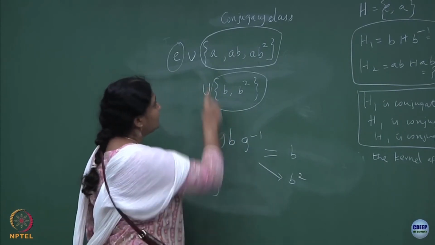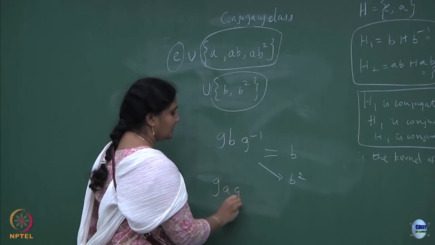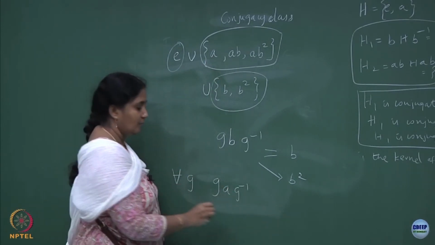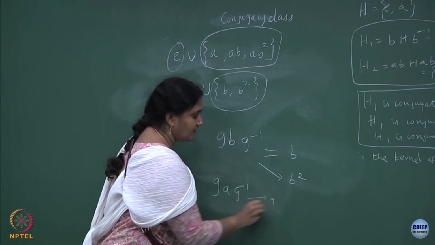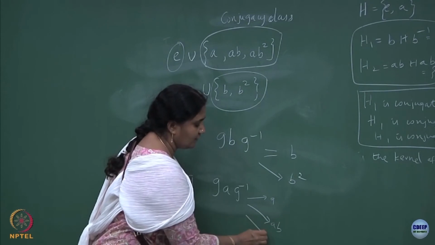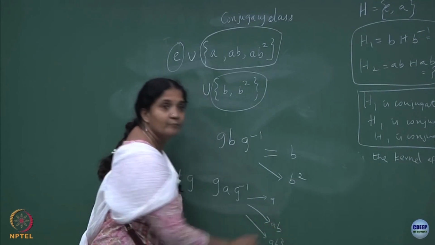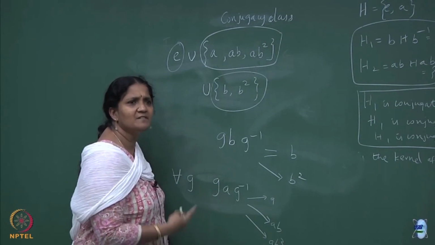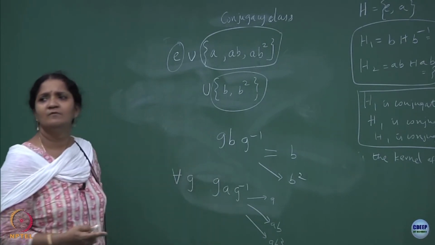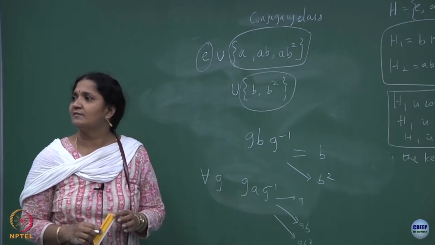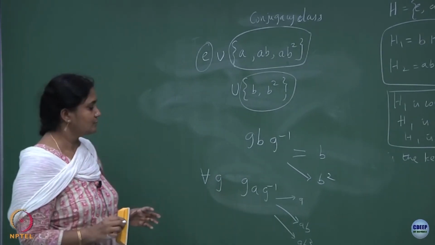Similarly, take one element here, G inverse, do this for all G. It can either give you A, AB, or AB squared. I have given some assignment problems which you have to submit and you have to see the conjugacy classes. Is this clear?